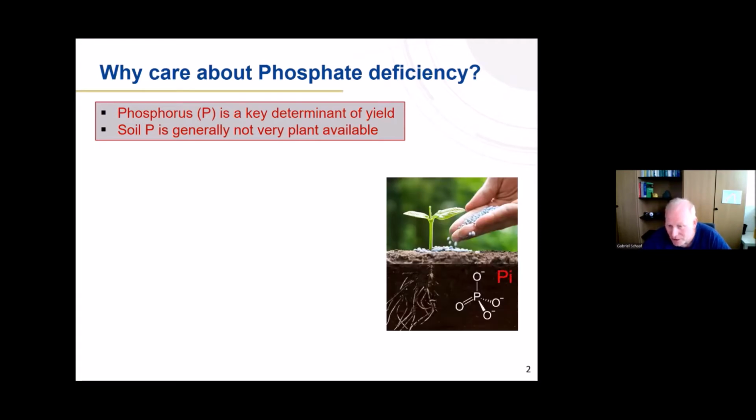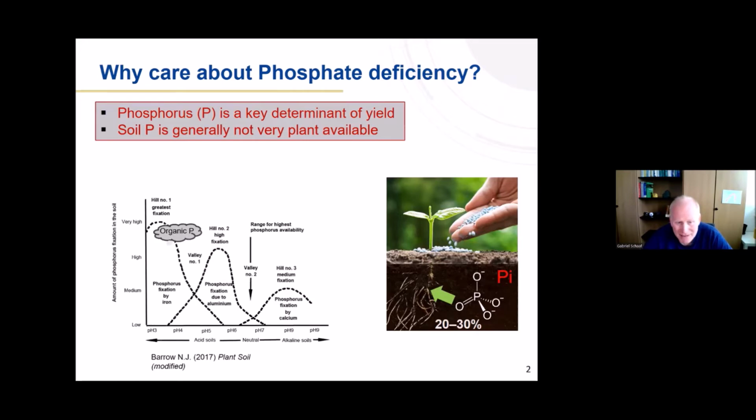In a nutshell, if you fertilize phosphate, a large fraction of that phosphate will be immobilized, will stay in the soil, but will not be taken up by the plant. Only a minor fraction is taken up by the plant, the rest will remain more or less not very usable for the plant.